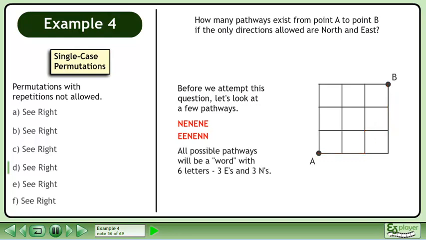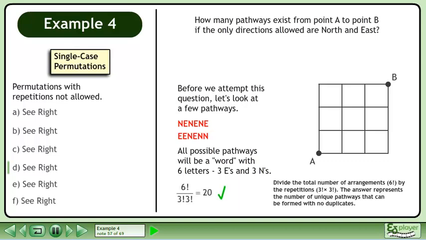All possible pathways will be a word with 6 letters, 3 E's and 3 N's. Divide the total number of arrangements, 6 factorial, by the repetitions, 3 factorial times 3 factorial. The answer represents the number of unique pathways that can be formed with no duplicates.